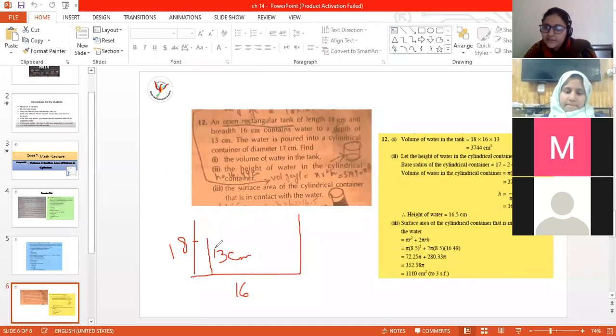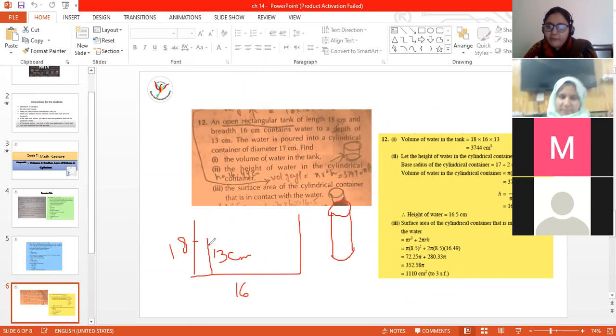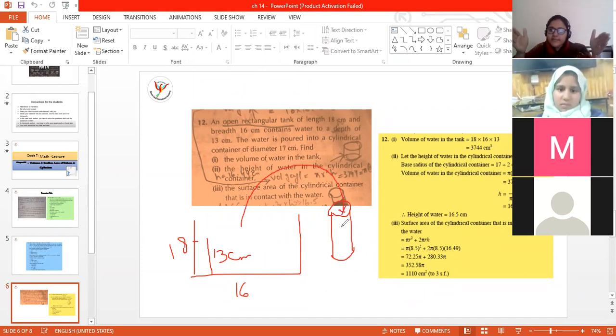The height is 13 centimeter. Is this clear? Okay. Now, he is saying the water is poured into a cylindrical container of diameter 17 centimeter. If this is a cylindrical container and you have to pour all this water into this empty tank. Now, a rectangular tank is in this way, and if we are talking about the cylindrical tank, then it will be in this way.